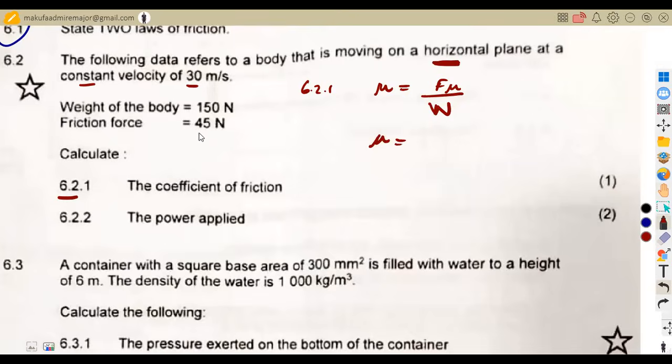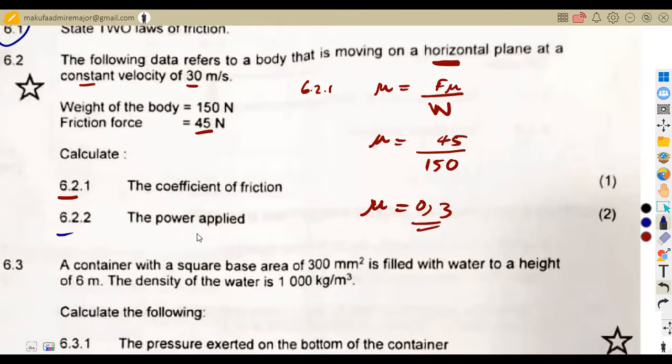So that's our frictional force. We have 45 over the weight of the body in this case, which is 150. So that is going to give us the coefficient of friction, which is 0.3 as a decimal.